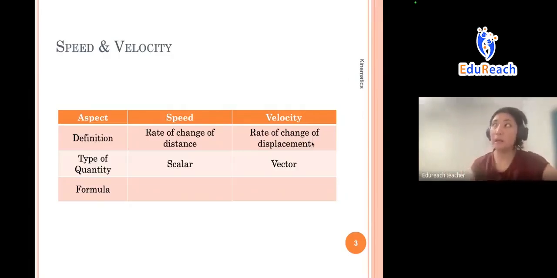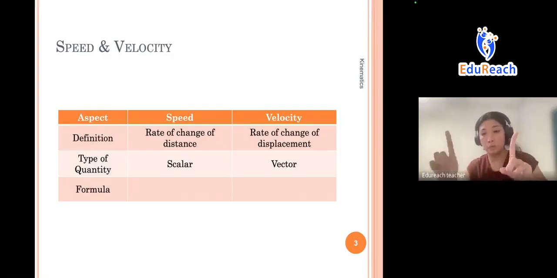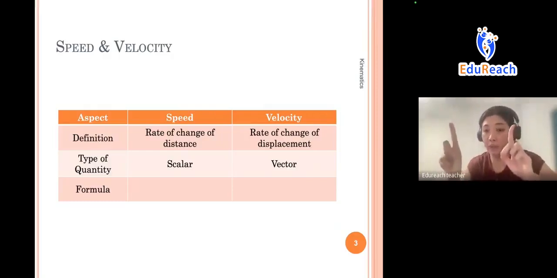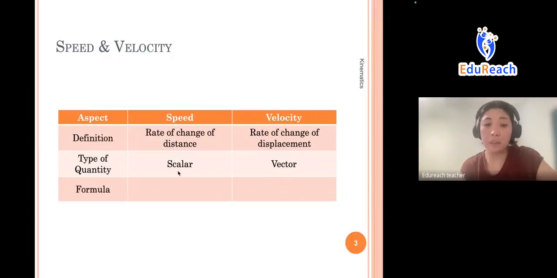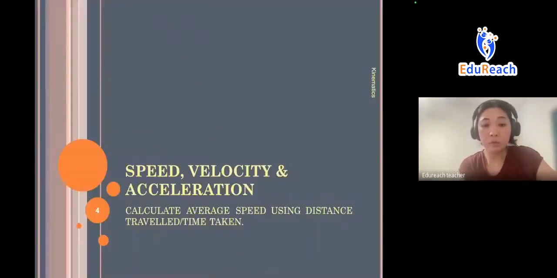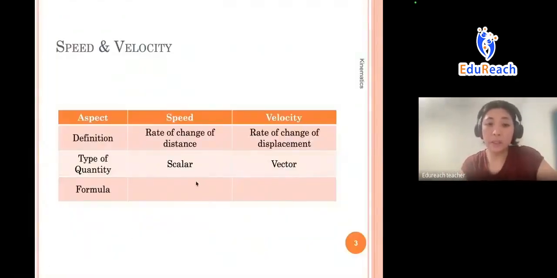So if it ends up from position A to position B, let's say going from left to right, besides, for example, 5 meters, we also need to state the direction. So recapping again, scalar quantities only have a magnitude, a numerical value, whereas vector quantities have two things: a numerical value, the magnitude, and a direction. In terms of a formula, speed is simply distance divided by time, whereas velocity is displacement divided by time. Is that clear?